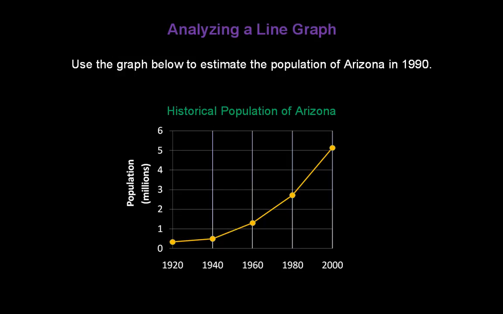Now that we understand how to read the graph, let's estimate the population of Arizona in 1990. First, we have to locate 1990 on the horizontal axis, and we find it's right between 1980 and the year 2000. Draw a vertical line straight up until you intersect your line graph. Then draw a horizontal line over to the vertical axis and read the data off the graph. Since we're just looking for an estimate and our data point is very close to 4, we'll call the population of Arizona in 1990 about 4 million people.